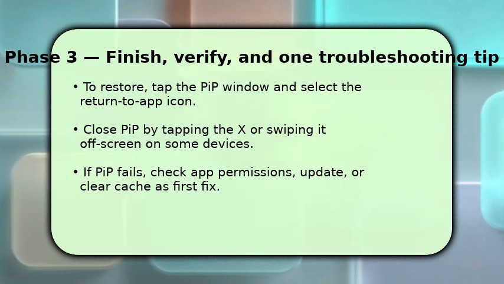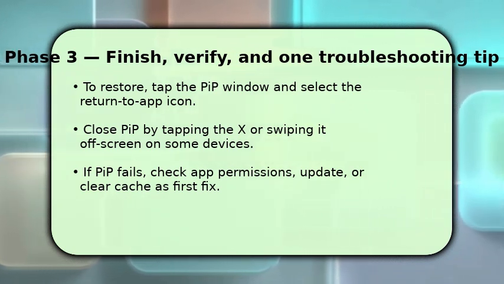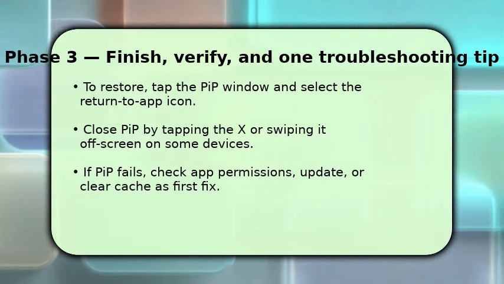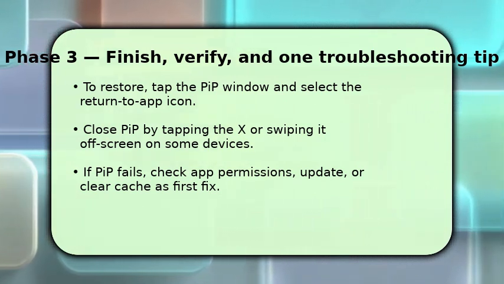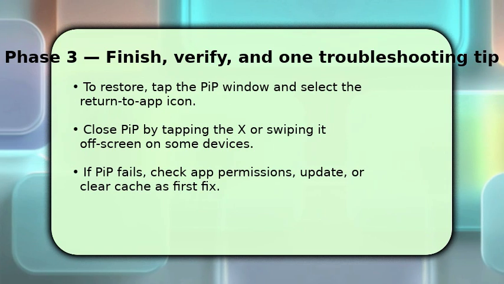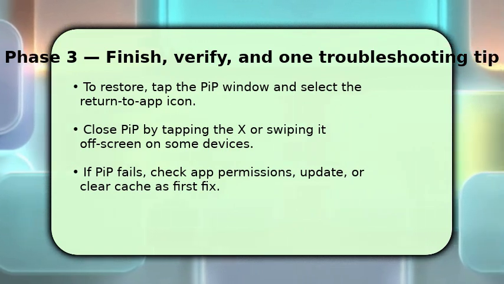If picture-in-picture doesn't work, make sure YouTube and your OS are updated, verify PiP permission in settings, and clear the app cache. These steps resolve most issues. If that fails, restart the device. That simple reboot often restores PiP functionality.